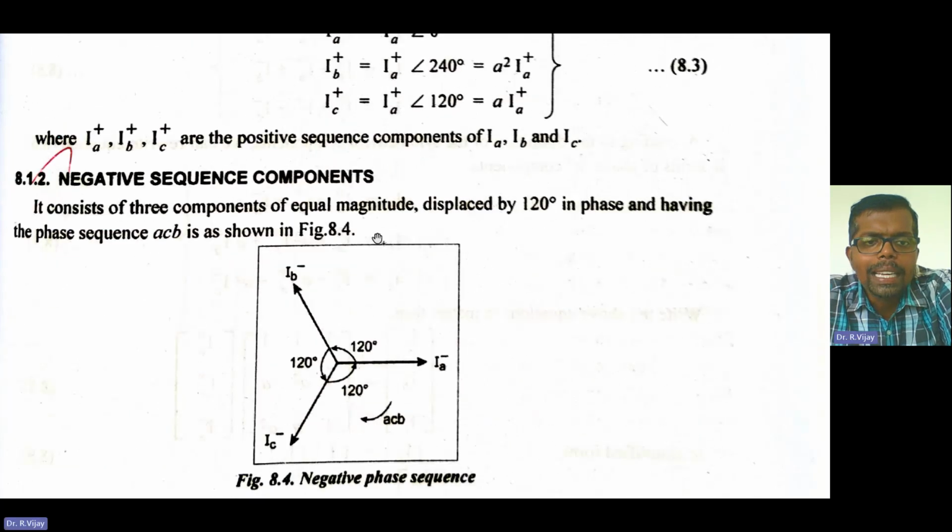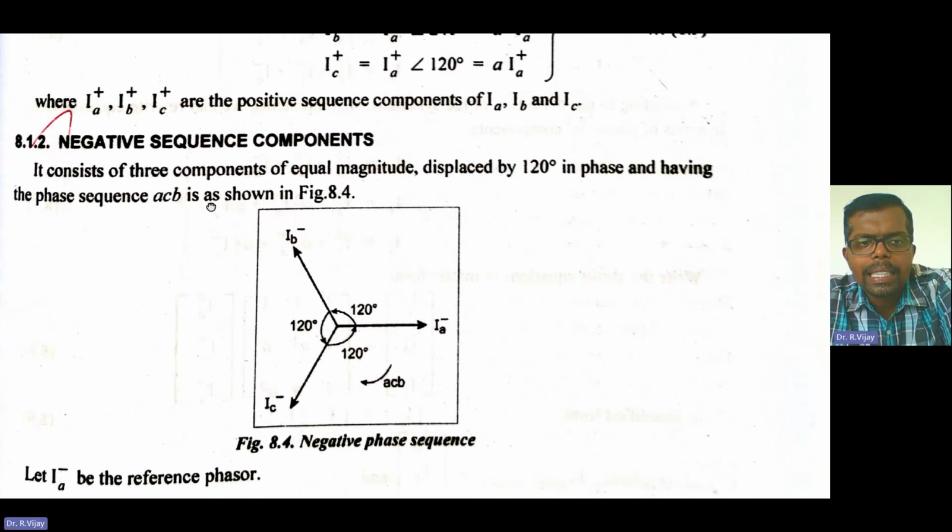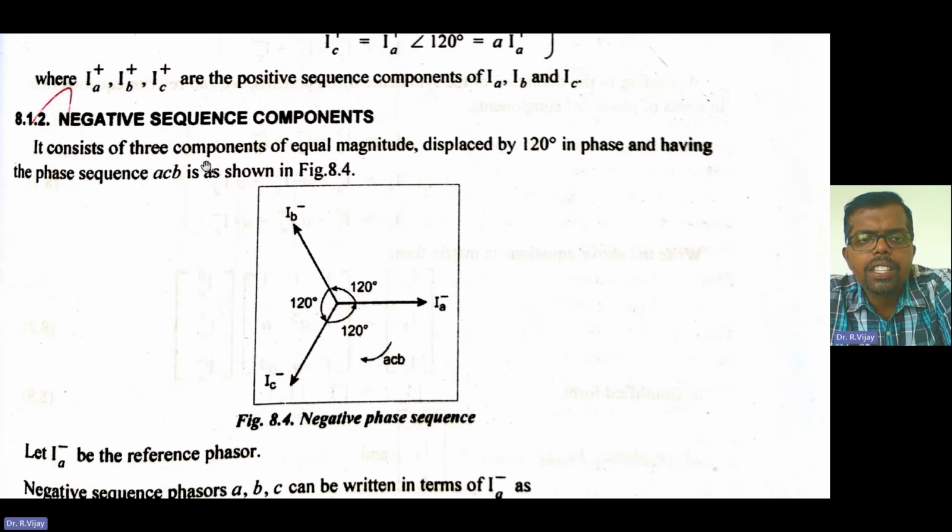Next comes the negative sequence components. Negative sequence components consist of three components of equal magnitude displaced by 120 degree in phase and having the phase sequence A, C, B as shown in the figure. Say for example, in the negative sequence components, say this is the IA negative, this is the IC negative, this is the IB negative.